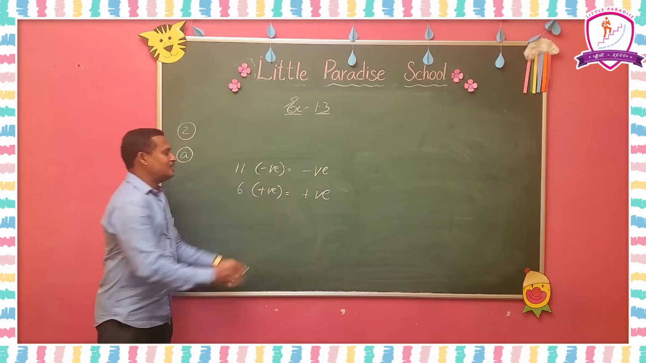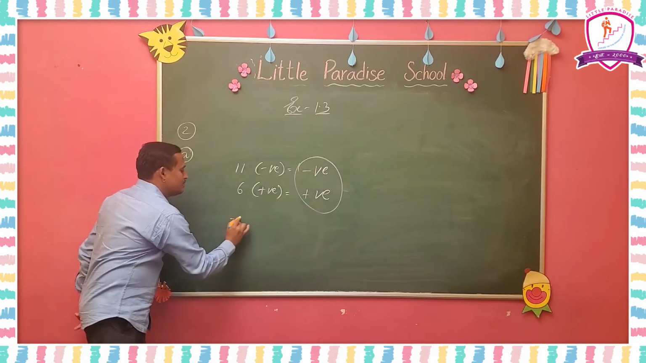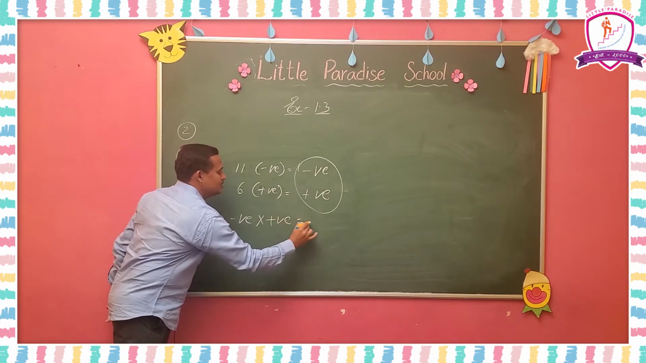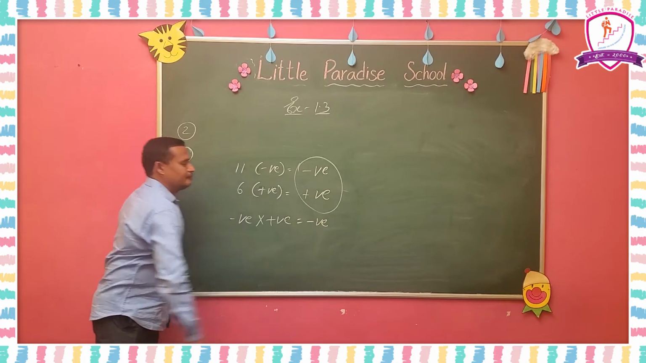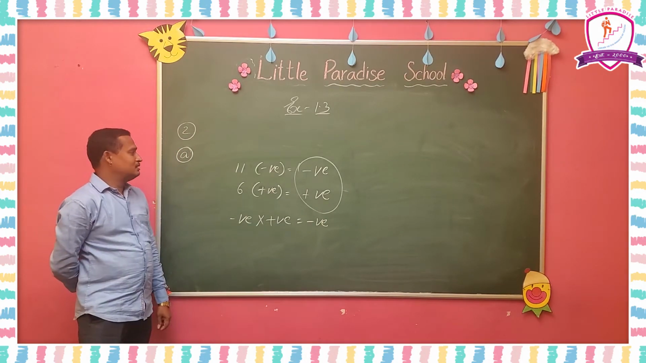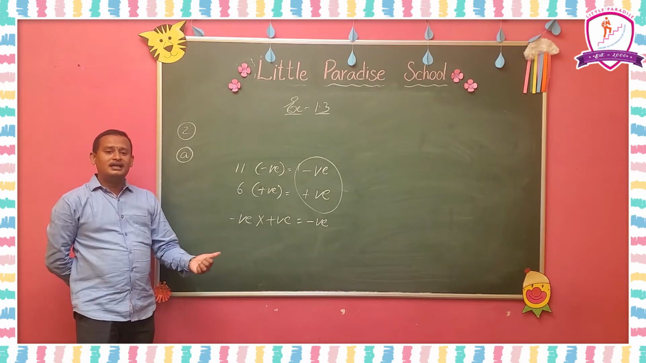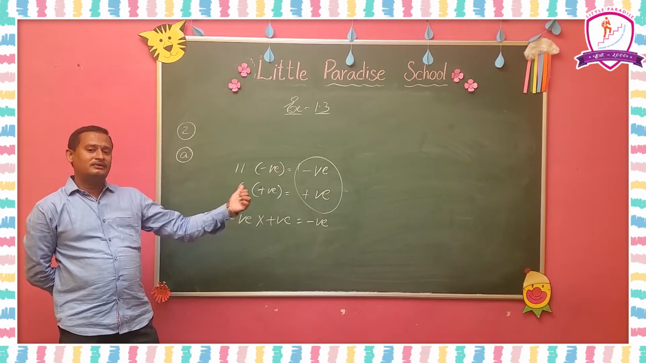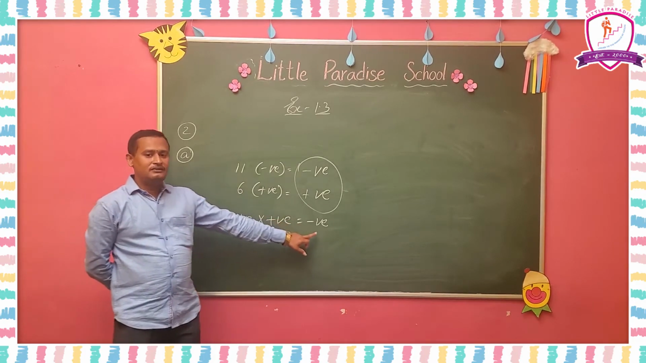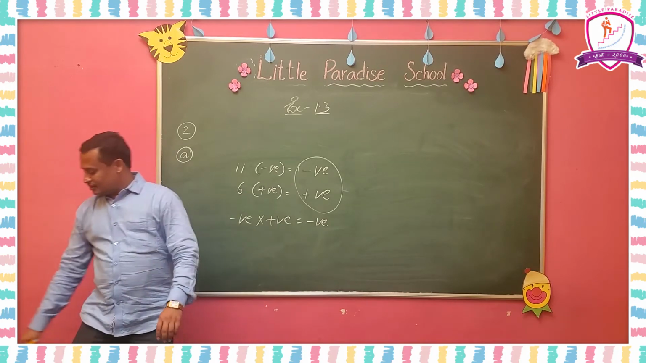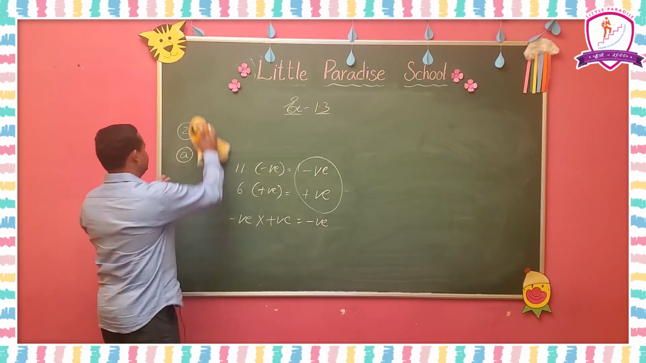So, when we multiply these 2 integers, 1 negative into 1 positive, we will always get a negative integer as the answer. So, what is the second question asking? When we multiply 11 negative integers and 6 positive integers, what will we get as the answer? We will get a negative integer as the answer. Next, we are going to discuss the third one.